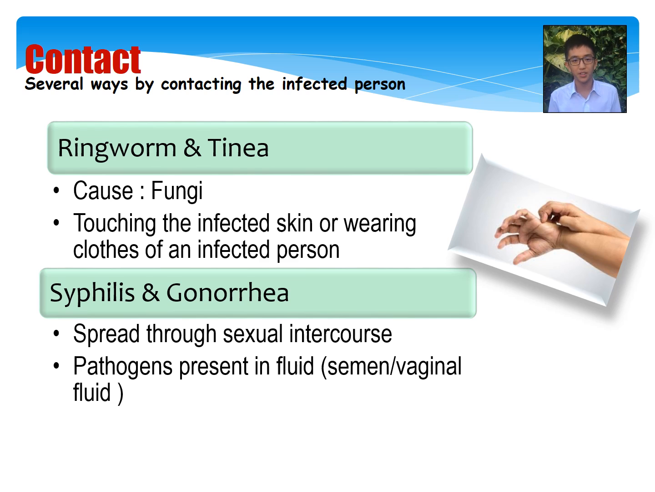Next, I'm going to talk about the diseases infected by contact. First, ringworm and tinea are caused by fungi. It occurs when we contact a person's skin or clothes. Next, syphilis and gonorrhea.